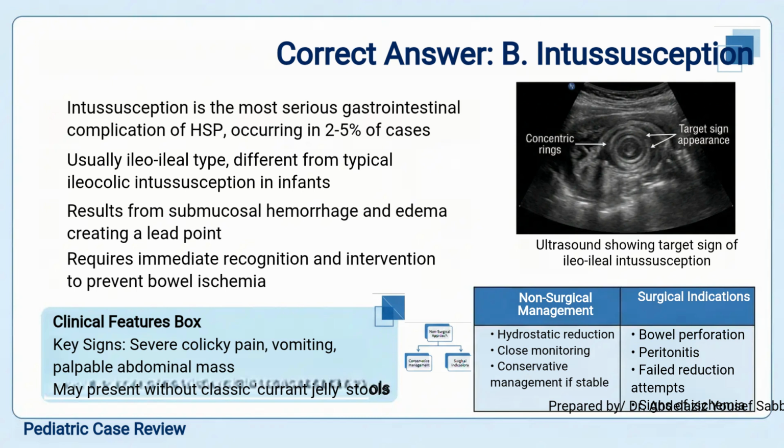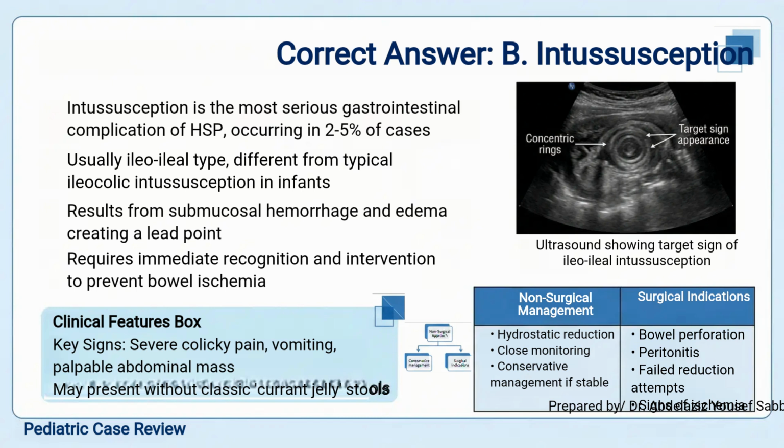Several features of this complication are clinically distinct from typical intussusception in infants. It is usually of the ilio-ileal type, unlike the typical ileocolic intussusception seen in infants. It results from submucosal hemorrhage and edema creating a lead point within the bowel wall. The classic presentation includes severe colicky pain, vomiting, and a palpable abdominal mass. It may present without the classic currant jelly stools. Immediate recognition is essential to prevent bowel ischemia.